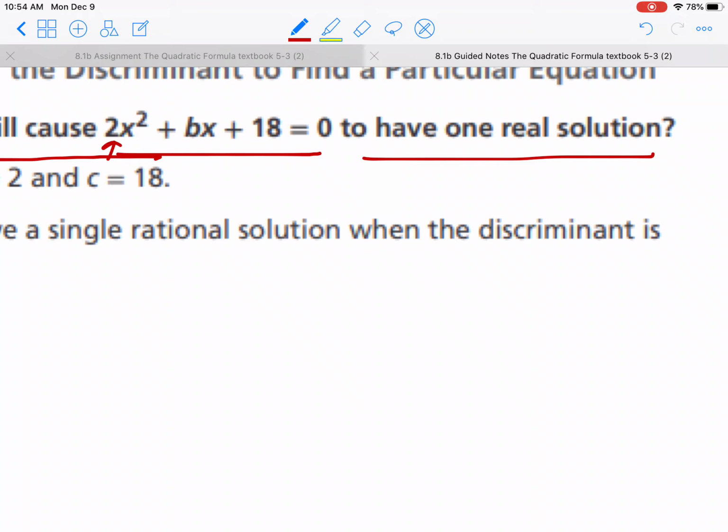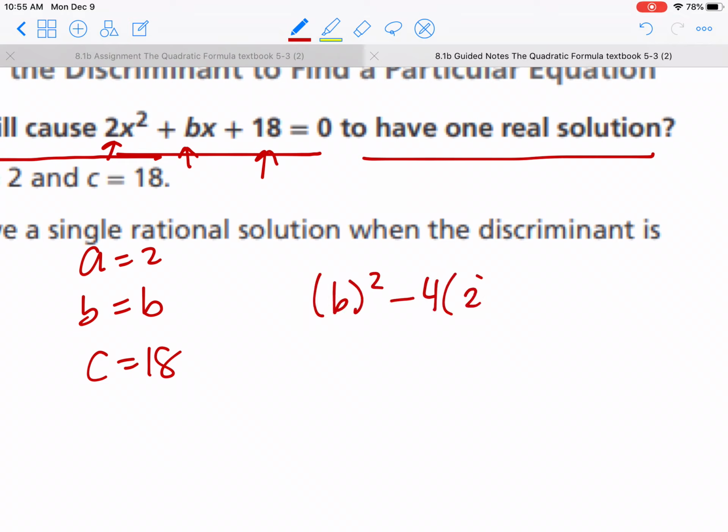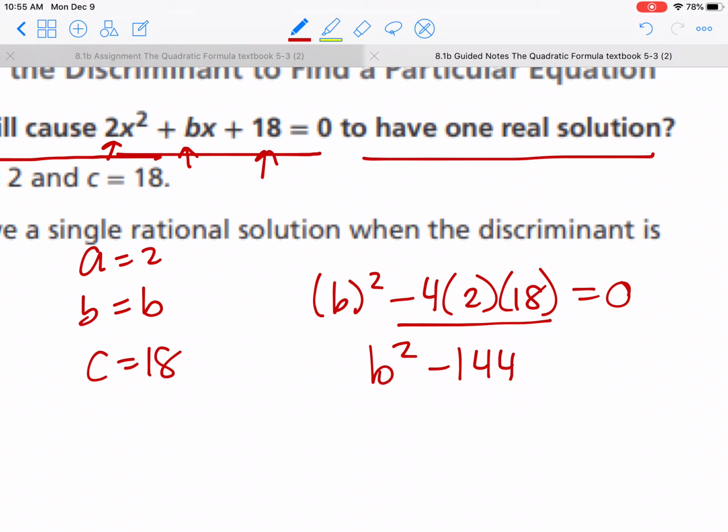So they've identified that a is 2. In this problem, b is literally b, okay, and c is 18. The discriminant is b squared minus 4ac. So we've got b squared minus 4 times a times c, and we want this to equal 0. If it equals 0, then we know that it satisfies the situation they were talking about, that this entire equation will have one real solution. If I take negative 4 times 2 times 18, I will get negative 144. So we've got now the equation b squared minus 144.